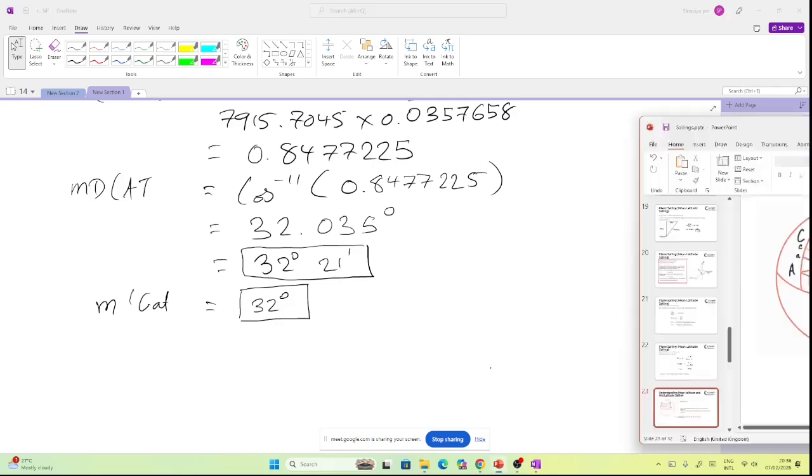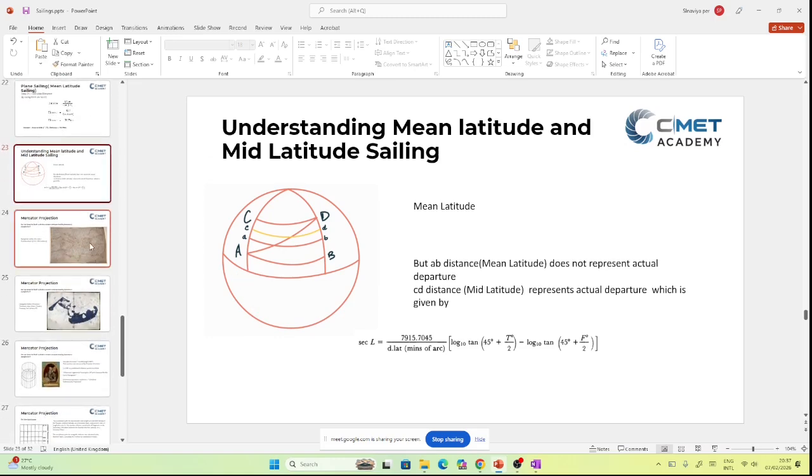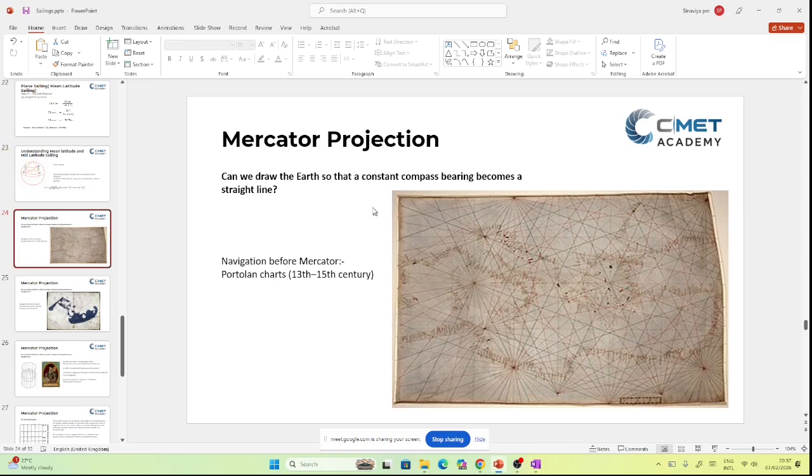Because if you can remember, as a navigator, your most important calculation is what? Basically two things: number one is your course, and number two is the distance. Number three is your position, the location where you are at any given time, right? So if you know these three, you are a good navigator. So before we go to the Mercator sailing, let's look at what Mercator is in the first place, right? So there was an issue.